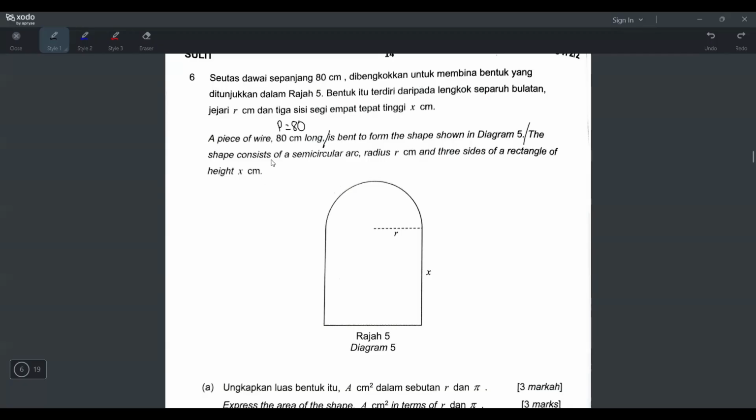Okay, now it says the shape consists of a semicircular arc. Semicircle means half a circle, right? Half a circle. It means later the angle here will be 180 degrees. And then the radius, I don't know. Okay, they say here radius R cm. Okay. And 3 sides of a rectangle with height X cm.